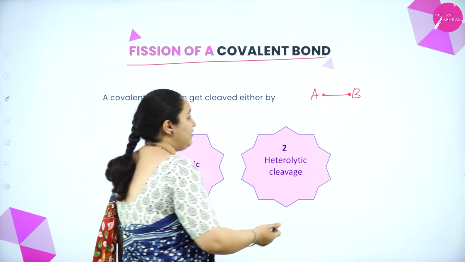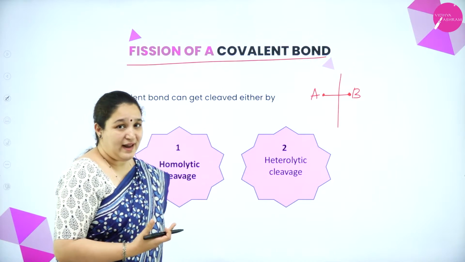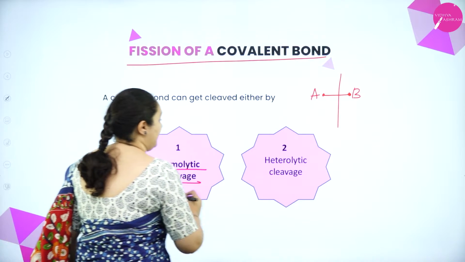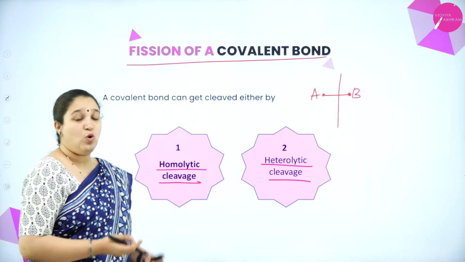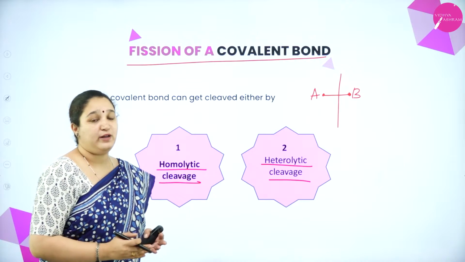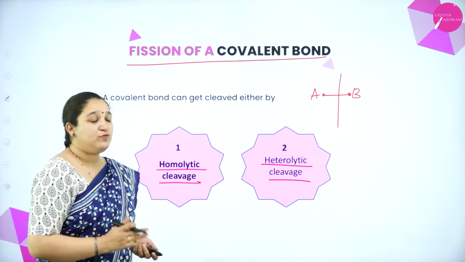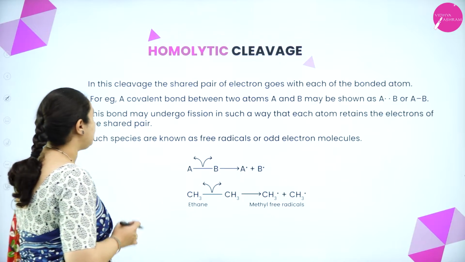Now, how can we break this bond? That can happen in two ways: homolytic cleavage and heterolytic cleavage, or I can also call them homolytic fission and heterolytic fission. Fission means breakage. First we will go into details about homolytic cleavage.